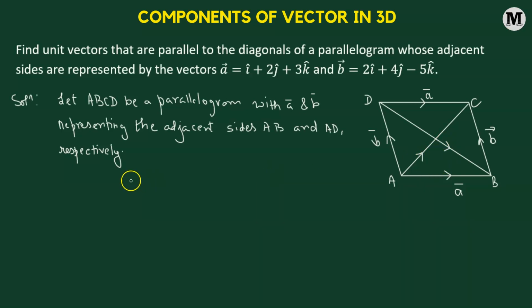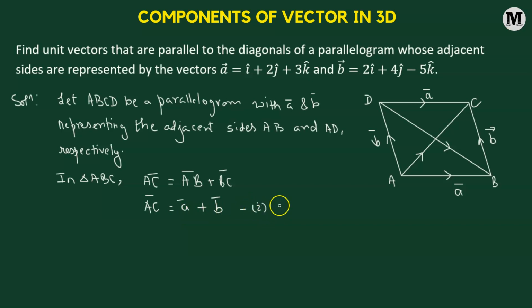Okay, so let's try to express the AC vector and DB vector in terms of its adjacent sides a and b. We'll start with the triangle ABC. Now in this triangle ABC, we can express AC vector as the sum of AB vector and BC vector. Now AB vector is a vector, and BC vector is b vector, which means the diagonal AC vector can be expressed as the sum of the two vectors a and b. Fine, we're going to label this as number 1.